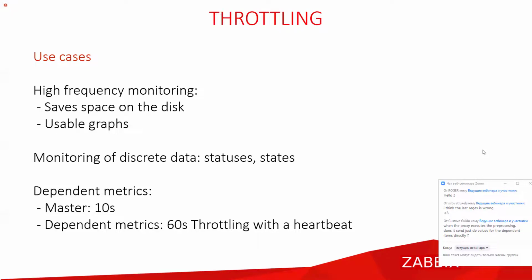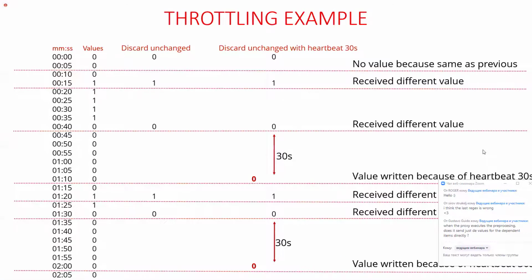Let's say we do use dependent metrics, then the master item can be, for example, each 10 seconds, which is quite often, and then create a dependent metric with 60 seconds and make it a throttling with a heartbeat to actually see a graph of the changes over time. There is a throttling example which we can take a look at and see how it is actually working.